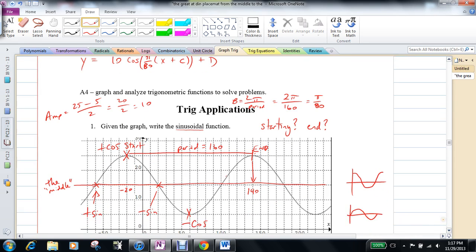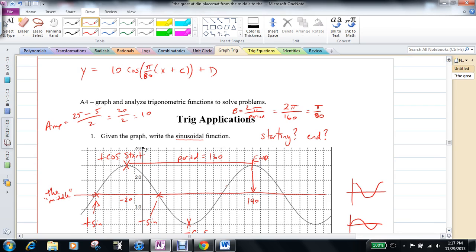My C value is my phase shift. So in order to start in this location, how much has this graph moved right or left? Well, typically cosine starts at 0, 1. Clearly this one has been moved left from 0, and it's been moved left 20. So I need a 20 in place of C, and should this be a positive or a negative? It should remain a positive because it's going to move left or right opposite of the symbol. So this is telling us to move left 20.